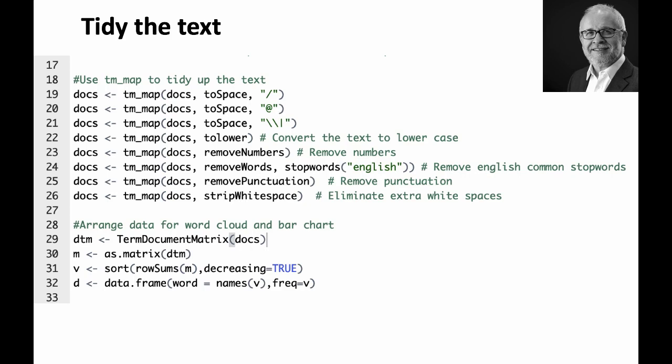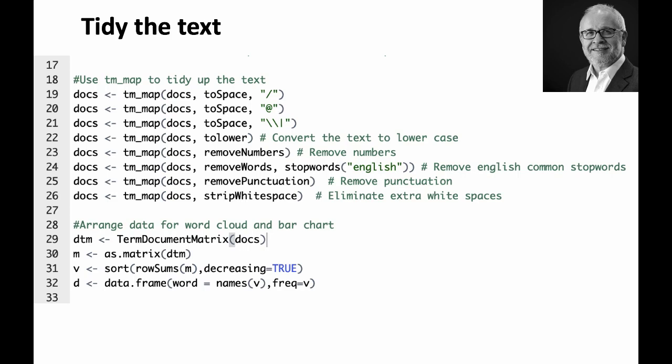Line 24 removes stop words like "the", "and" and so on, because we don't want those to be used in the text analytics. Line 25 removes the punctuation, line 26 removes any extra white spaces. So I've changed quite a few things into spaces, so I might have 4 or 5 spaces in a row. I only want one space, so I want it very tidy.